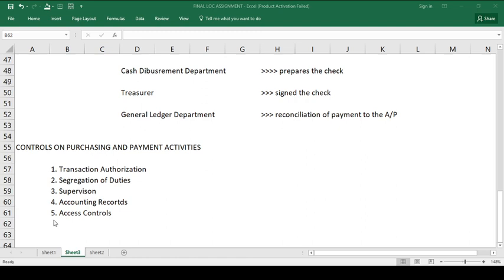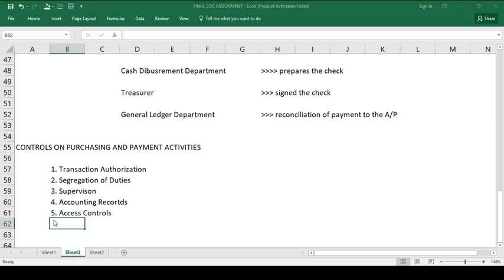Okay? So, it is very important that in the preparation of documents, it is limited only to persons that are authorized to prepare that particular document. So that is access control as a control on the purchasing and payment activities.